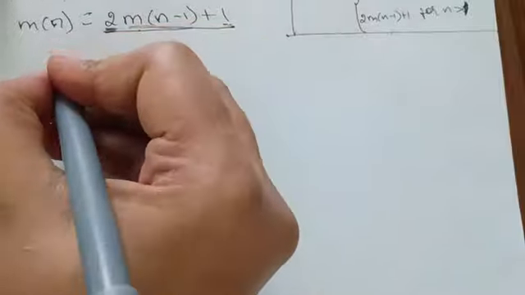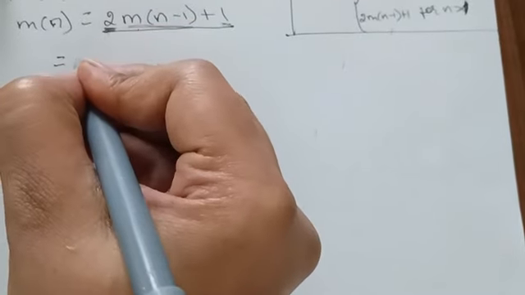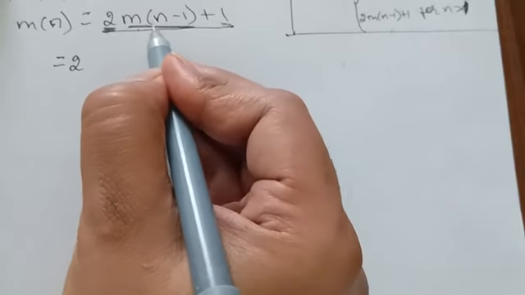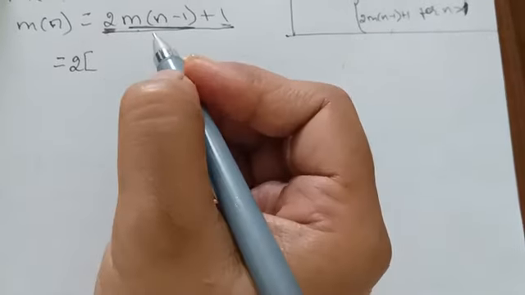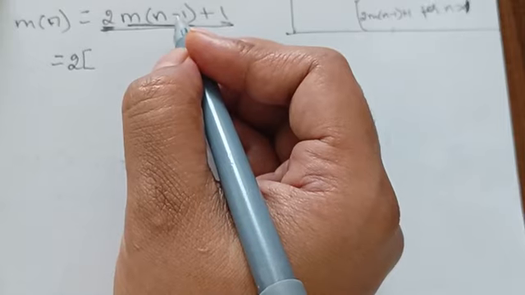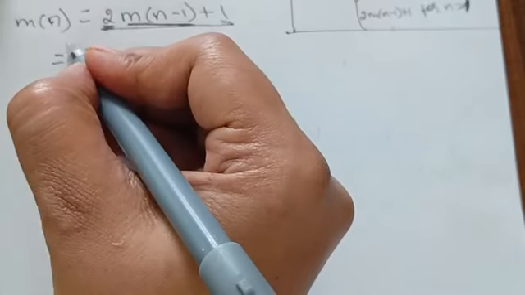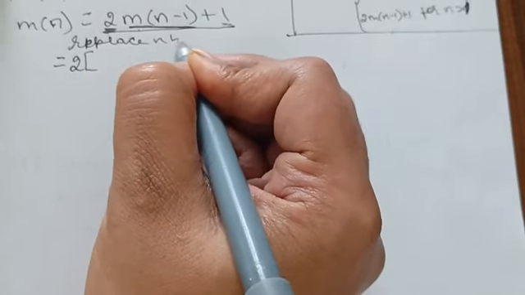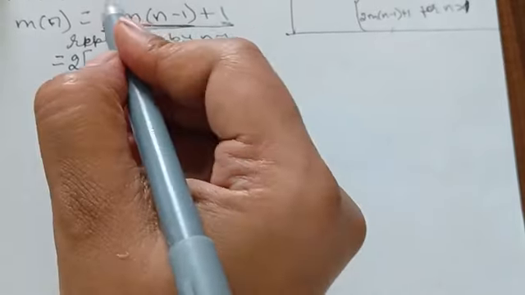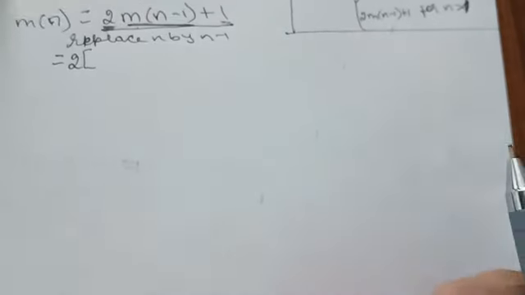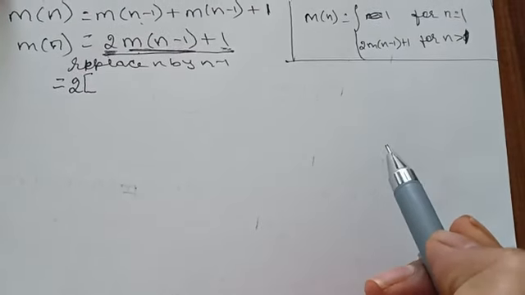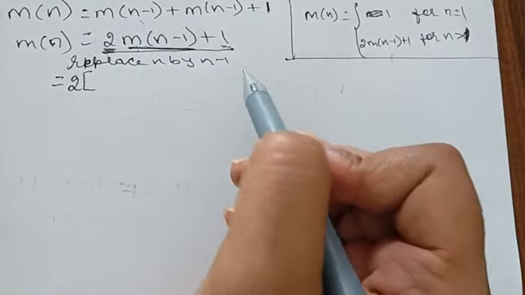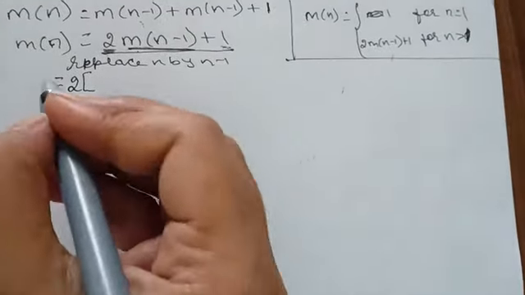Yes, so I'll show you the first step. 2 is the constant, I'll keep 2 as it is. Then I'm encountering the function m of n minus 1. So here, in place of m of n minus 1, replace n by n minus 1. Inside the function, what is the parameter we have? That is n minus 1. So replace n by n minus 1 in each step.